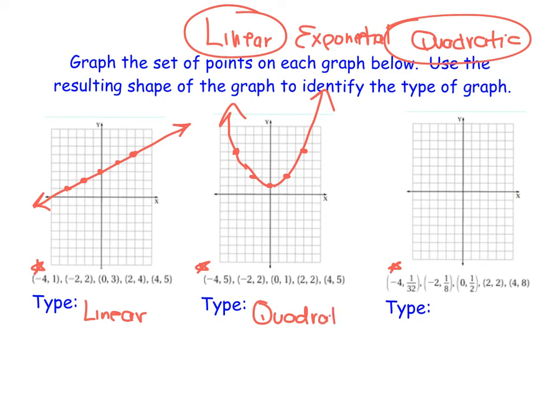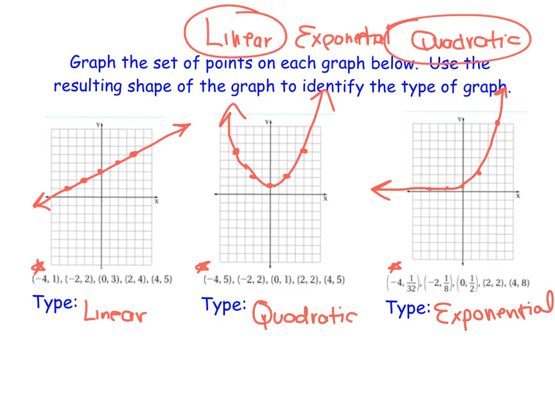And then lastly, if we plot these points, we have -4, 1/32. That's going to be a super tiny point down there. Then -2, 1/8; 0, 1/2; 2, 2; then we got 4, 8. So this one doesn't look like a line and doesn't look like a U. If I start to connect the dots, it kind of looks like that swoosh graph that we saw. And as a result, because I see that swoosh graph, I know here that I have an exponential function.